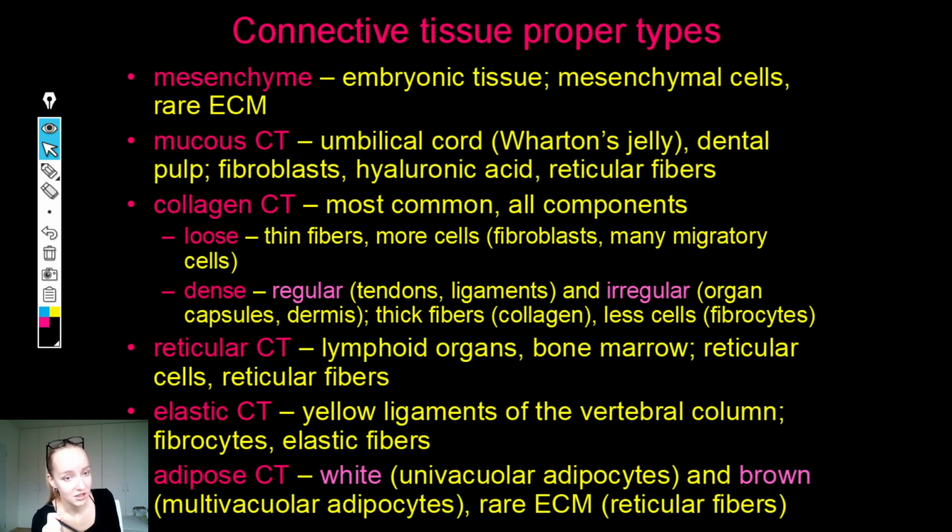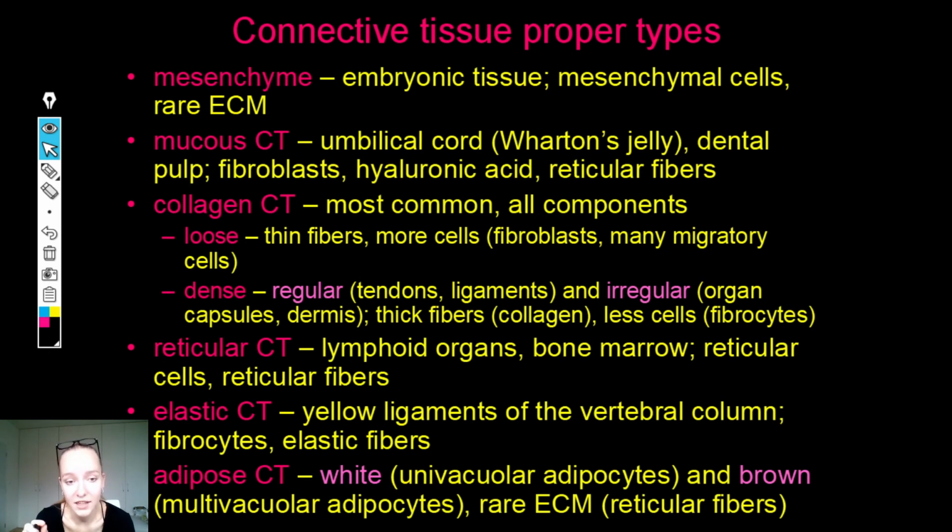On the other hand, dense connective tissue contains thick collagen fibers. You cannot say that there are more fibers in dense connective tissue. They are just thicker collagen fibers, and dense connective tissue contains fewer cells, mostly fibrocytes, which aren't that active. Fibrocytes are the inactive form of fibroblasts.